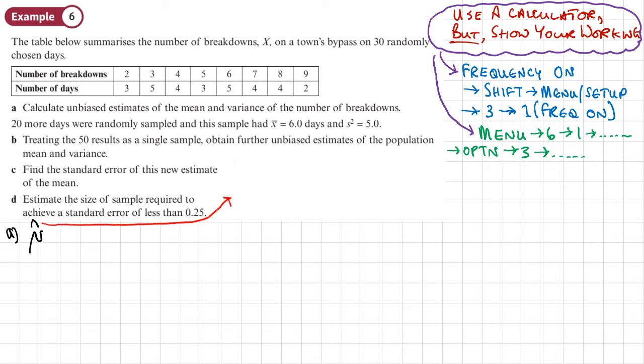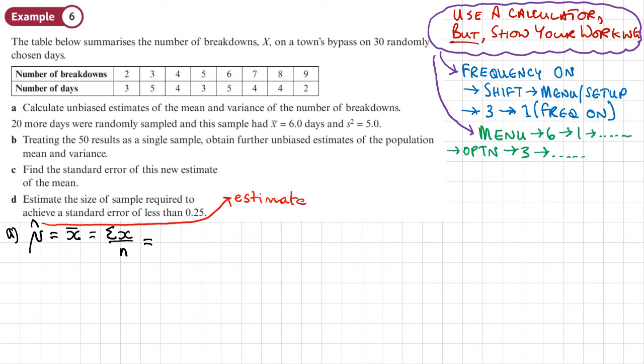So when you see that, it means that it's an estimate for the population mean. And our unbiased estimate for the population mean is going to be the sample mean, x bar, and that's equal to the sum of x over n. Now, because we've typed this in on our calculator, it actually gives us the value of x bar, 5.3 recurring, but we do need to show our working.